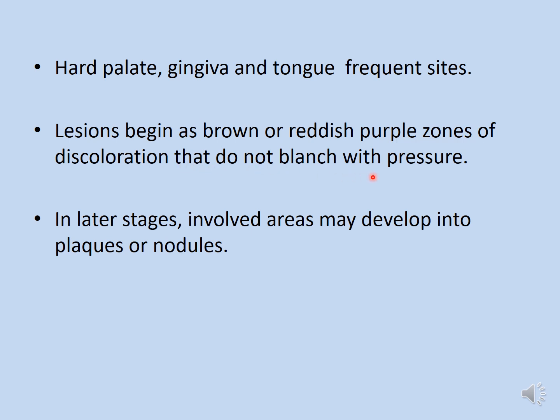So blanching is tested by using a flat instrument to press over the lesion. If there is a color change, that means the reddish or purple color becomes pale pink or pale white, that means there is blanching. If there is no blanching, then that is indicative that it is probably related to Kaposi sarcoma. Blanching is commonly seen in hemangiomas. In later stages, the involved areas develop into plaques.